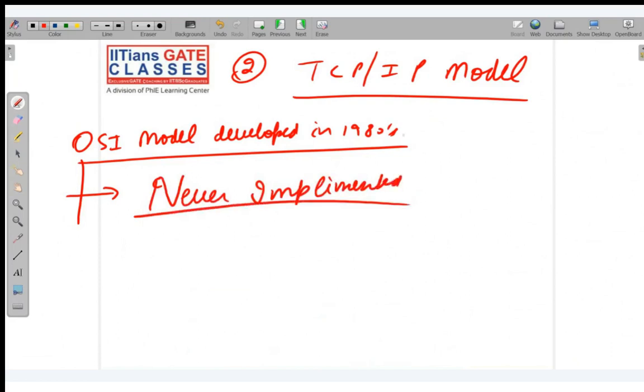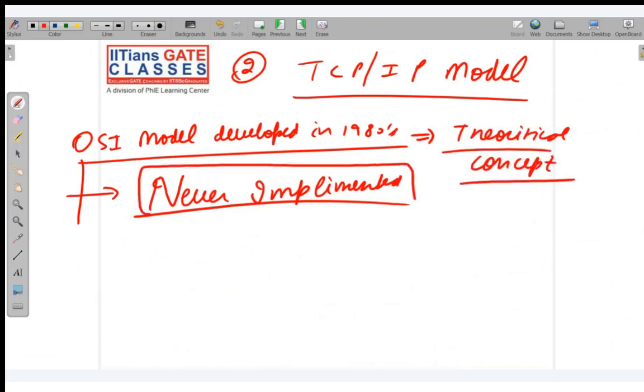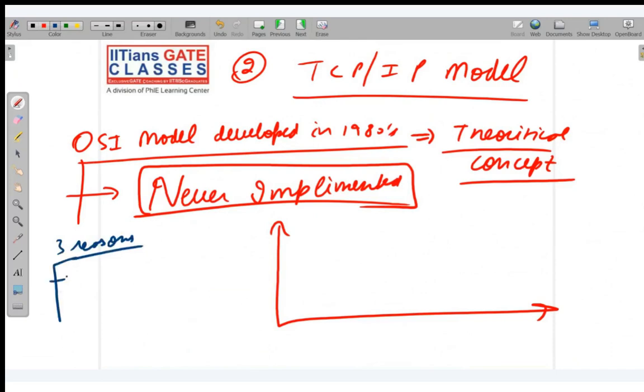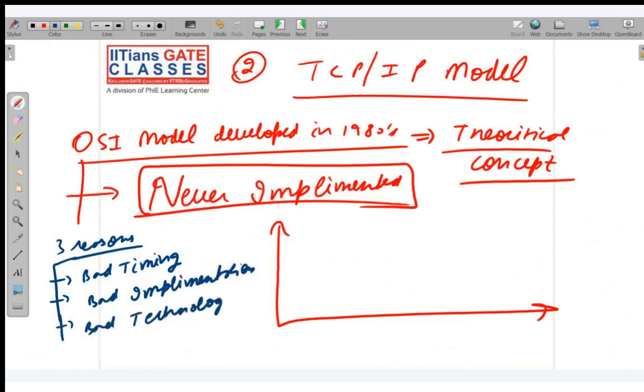So it gives you an idea of what the tasks are and all. It was never implemented. Try to remember this fact. Why was it never implemented? Let me give you a small idea. There were three main reasons why the OSI model failed. The first reason was bad timing. Second was bad implementation. And third was bad technology.